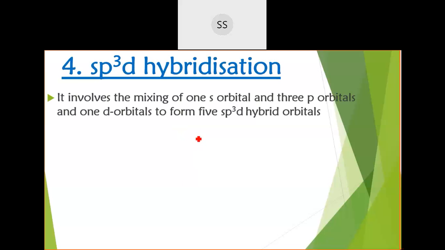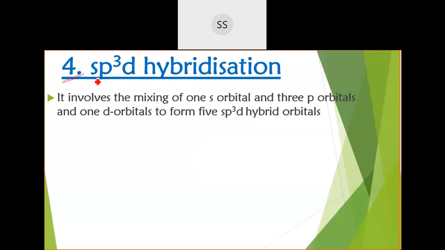First one, what we had done in the hybridization was sp. Then I gave you one example, then sp2, sp3 hybridization. And today what you are going to learn is involving one more orbital. That will be sp3 and then d orbital. So today's topic is going to be the fourth category of hybridization, that is sp3d hybridization. So what will be sp3d hybridization?